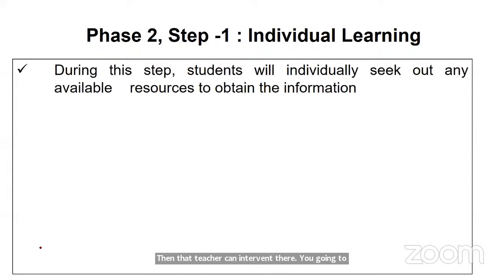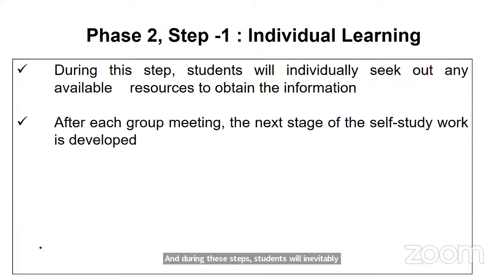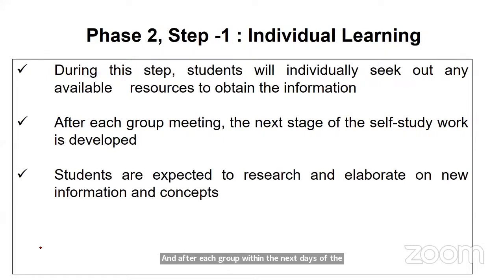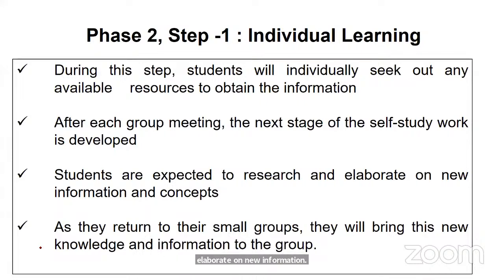In phase 2, you need to go for individual learning while the learning issues are sorted. And during this step, students will individually seek out any available resources to obtain the information: textbooks, books, videos, other content, journals, newspapers, and so on. And after each group meeting, the next stage of the study work is developed. Students are exposed to research and elaborate on new information. Obviously, this is part of this individual learning. And as they return to their small groups, they will bring this new knowledge and information to the group.